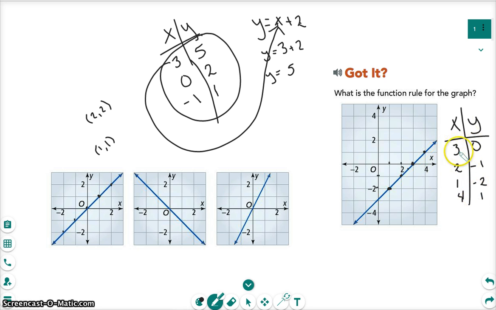So looking at these numbers, can you determine a rule that would change every one of these x's into a y? How do these numbers change from a 4 to a 1, or a 1 to a negative 2, or a 3 to a 0? Maybe you notice that they're all being subtracted by 3. 3 take away 3 is 0. 2 take away 3 is negative 1. So our rule is x take away 3 is going to give us y. Let's go ahead and finish this in the next video.